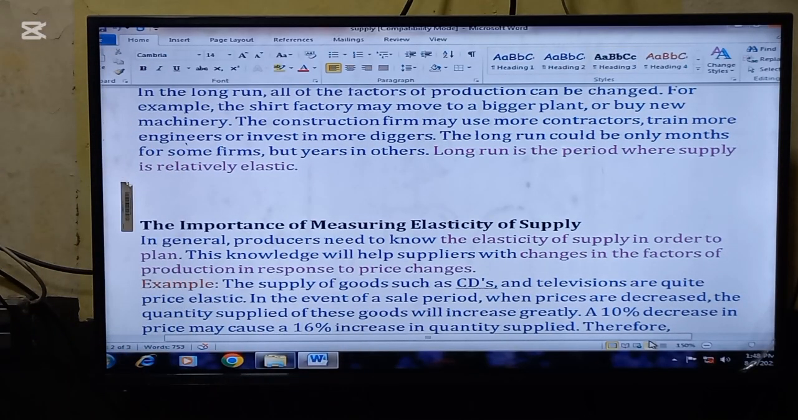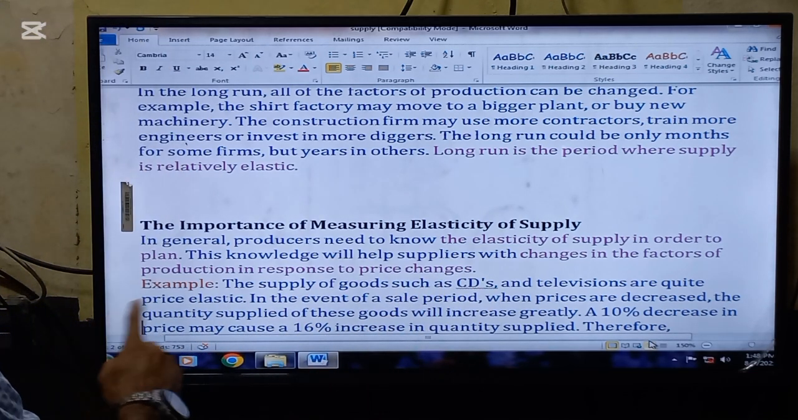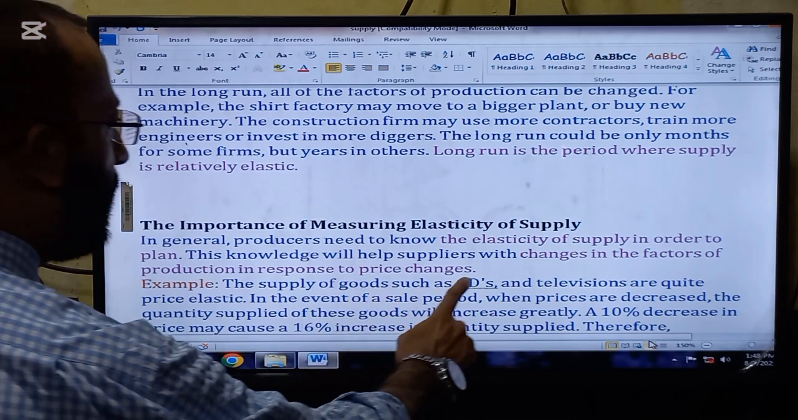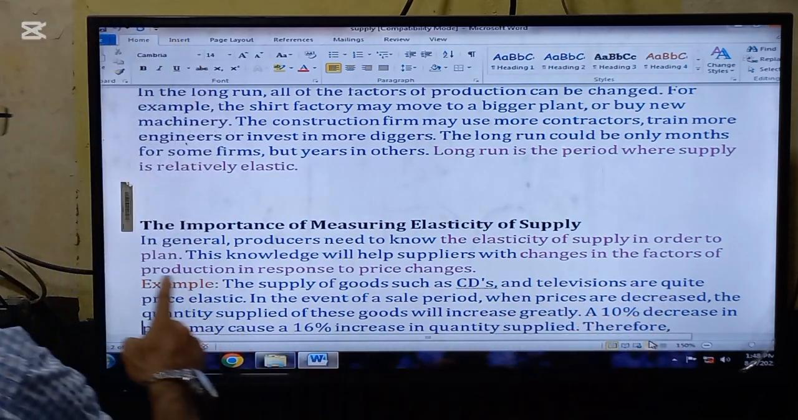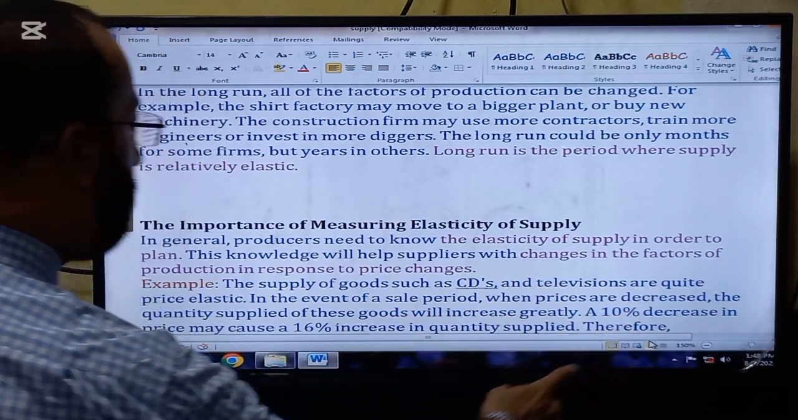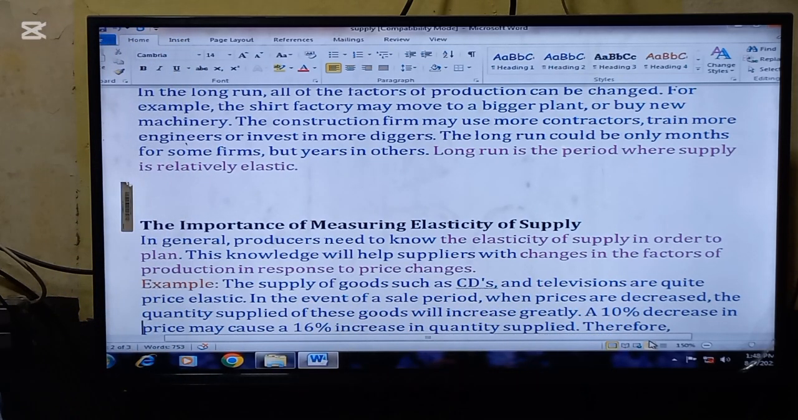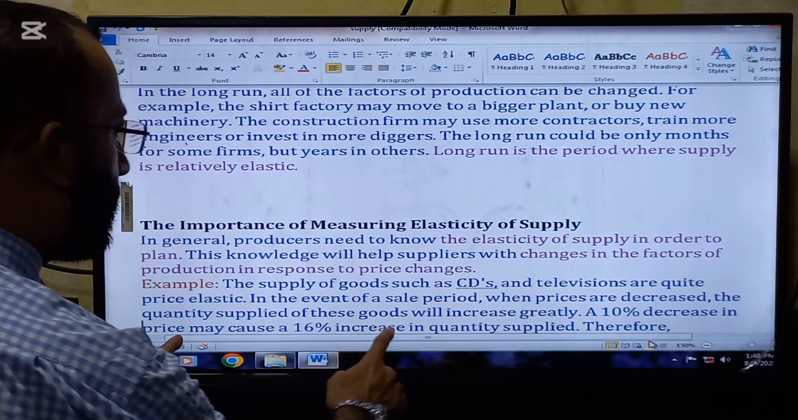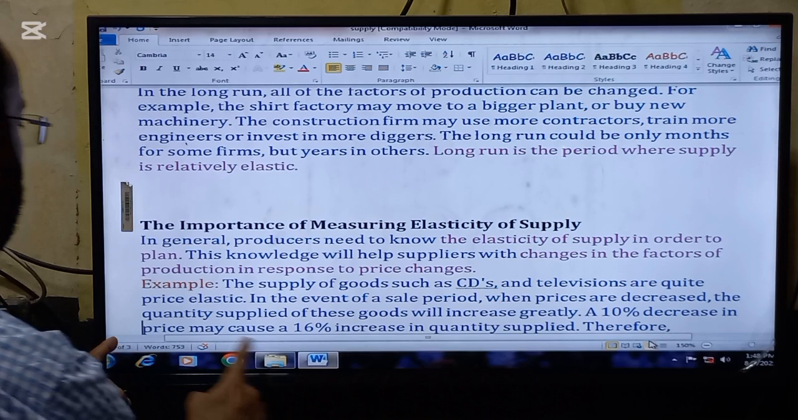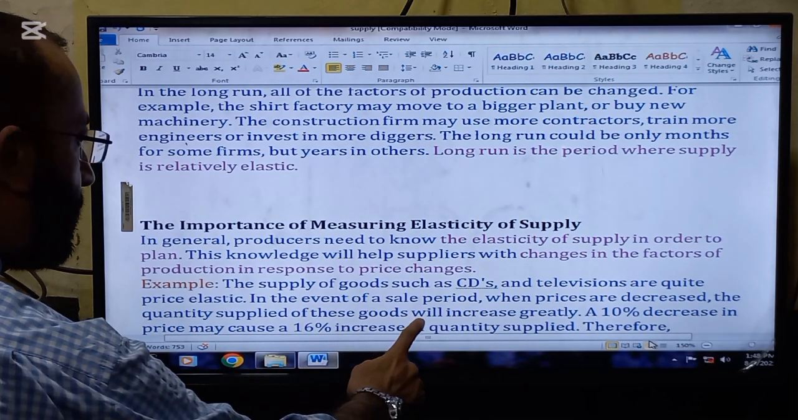Okay, the next thing in the lecture that we are going to read is the importance of measuring the elasticity of the supply. In general, producers need to know the elasticity of the supply in order to plan. This knowledge will help suppliers with changes in the factors of production in response to the price changes. An example is here. The supply of goods such as CDs and televisions are quite price elastic in the event of a sale period.